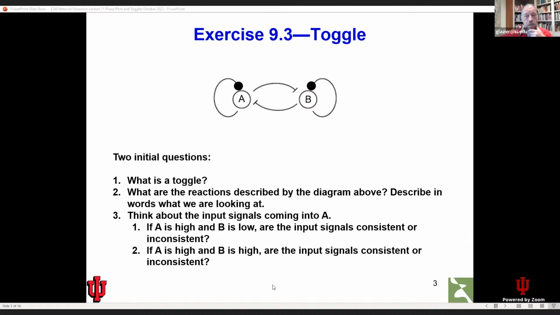Okay, those are good insights. So something you might want to think about looking at this diagram is, suppose we just had A by itself with no B. So it's just the A activates A circuit. We did that in class. What did we find? Remember when we had just the left-hand side of this circuit, what did it do? We spent a day doing that.